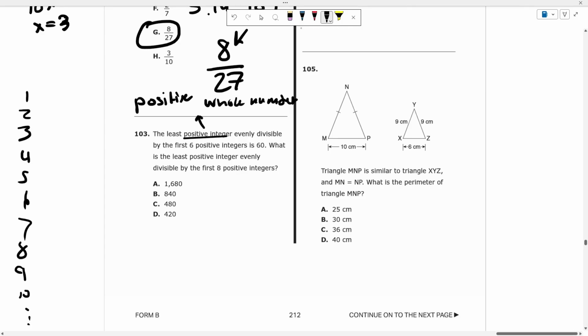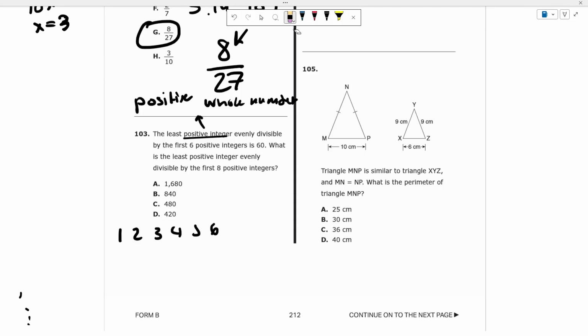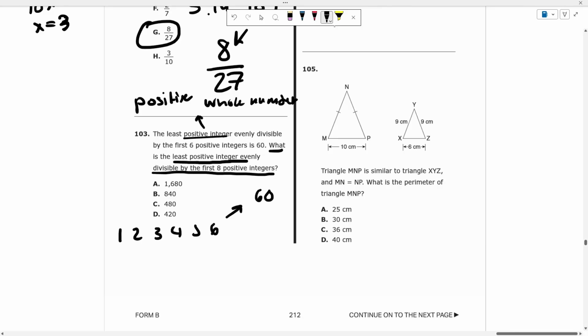Now it's saying that the least possible integer evenly divisible by the first 6 positive integers is 60. So the first 6 positive integers are 1, 2, 3, 4, 5, 6. We know that 60 is divisible by 1, 2, 3, 4, 5, and 6. It's the smallest number that's divisible by all of them. Now it's asking you, what is the least positive integer evenly divisible by the first 8 positive integers? So if we know that 60 is divisible by the first 6 positive integers, what number is going to be divisible by the first 8?